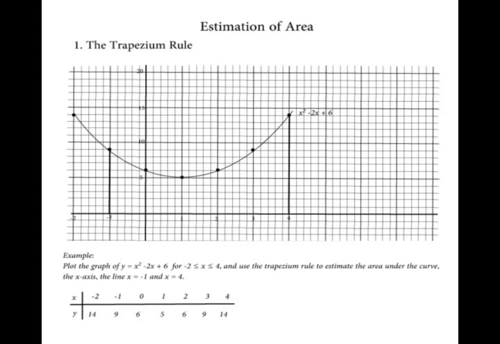We can have 5 trapezia, and so we shall have 6 ordinates. The ordinates are basically the y values in the table we have here. The width h is 1. So using the trapezium rule, area is equal to a half into 9 plus 14, that is y1 plus y6, plus 6 plus 5 plus 6 plus 9. That gives us 11.5 plus 6 plus 5 plus 6 plus 9, giving us 37.5 square units.